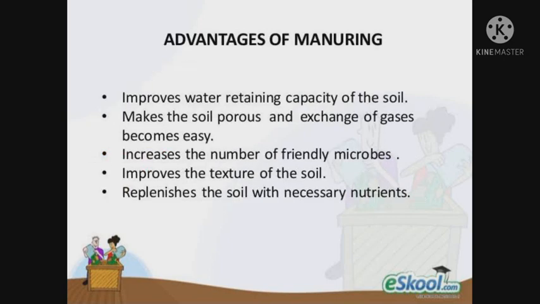Now let's see what advantages there are for manuring. Manure improves water retaining capacity of the soil. It makes the soil porous and exchange of gases becomes easy. It increases the number of friendly microbes. It improves the texture of the soil. It replenishes the soil with necessary nutrients.